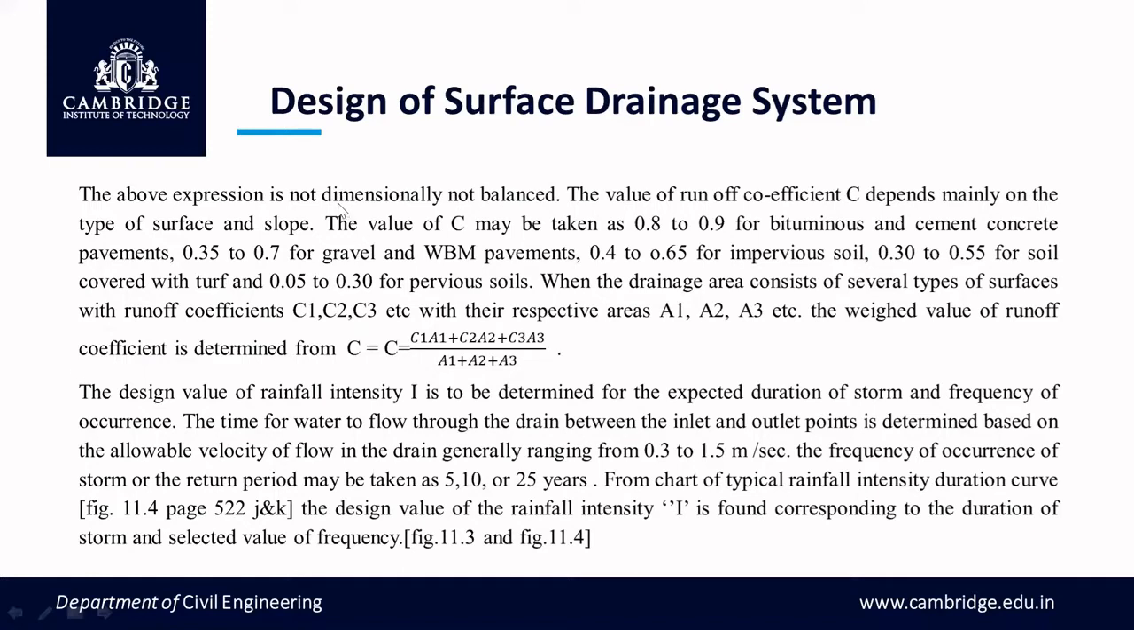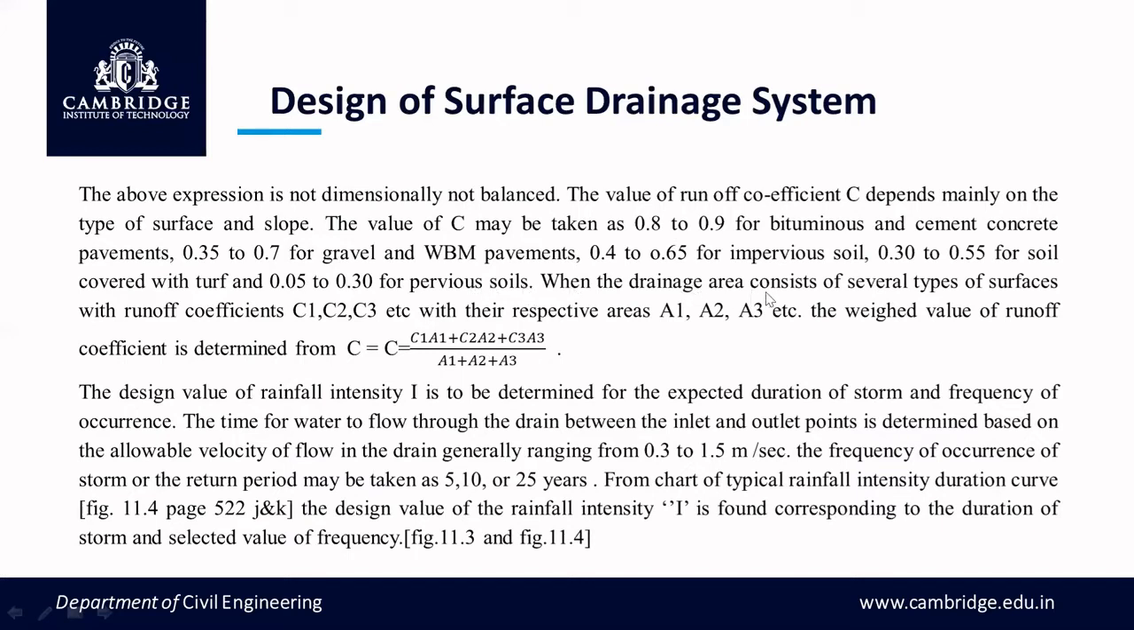The above expression is not dimensionally balanced. The value of runoff coefficient C depends mainly on the type of surface and slope. The value of C may be taken as 0.8 to 0.9 for bituminous and cement concrete pavements, 0.35 to 0.7 for gravel and WBM pavements, 0.4 to 0.65 for impervious soil, 0.3 to 0.55 for soil covered with turf, and 0.05 to 0.3 for pervious soils.